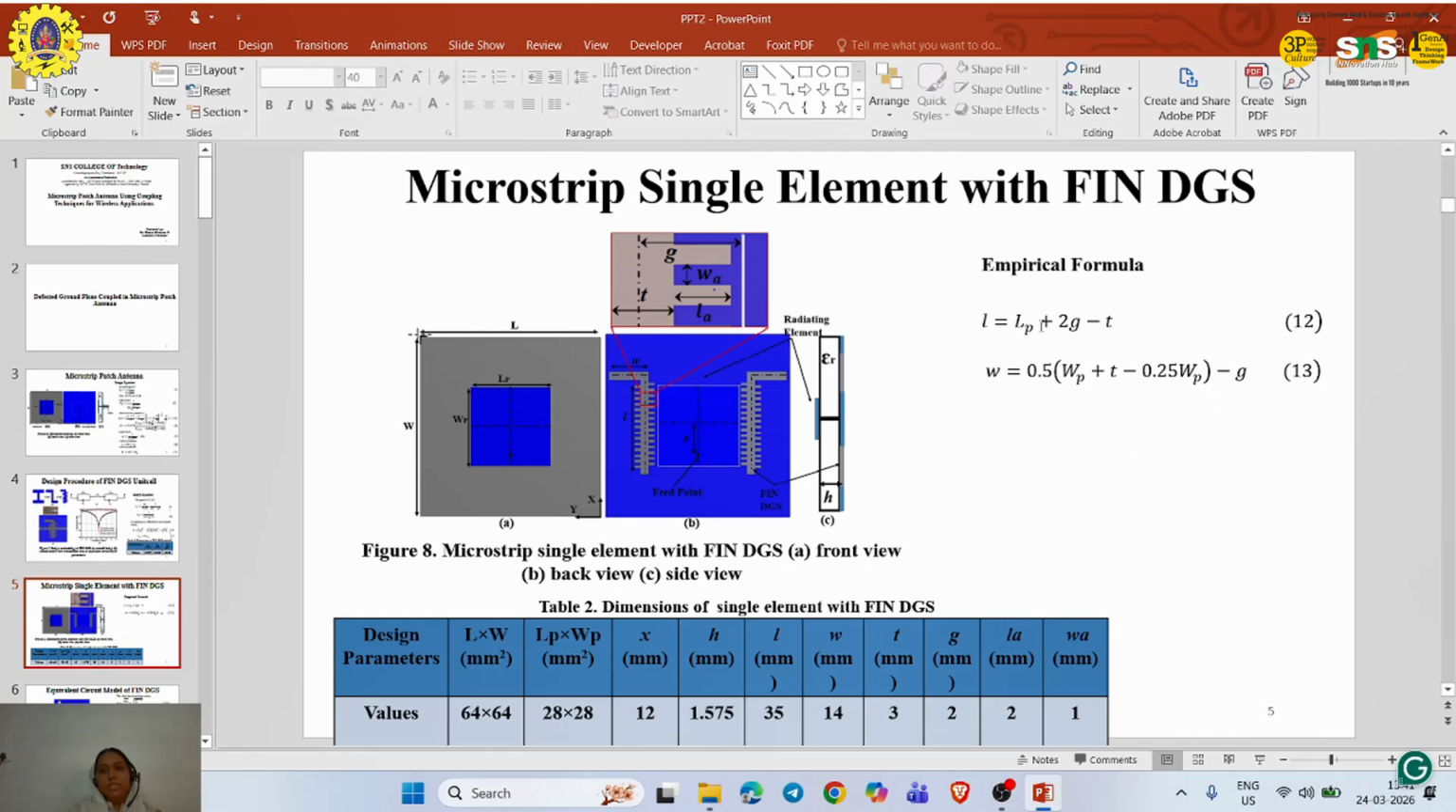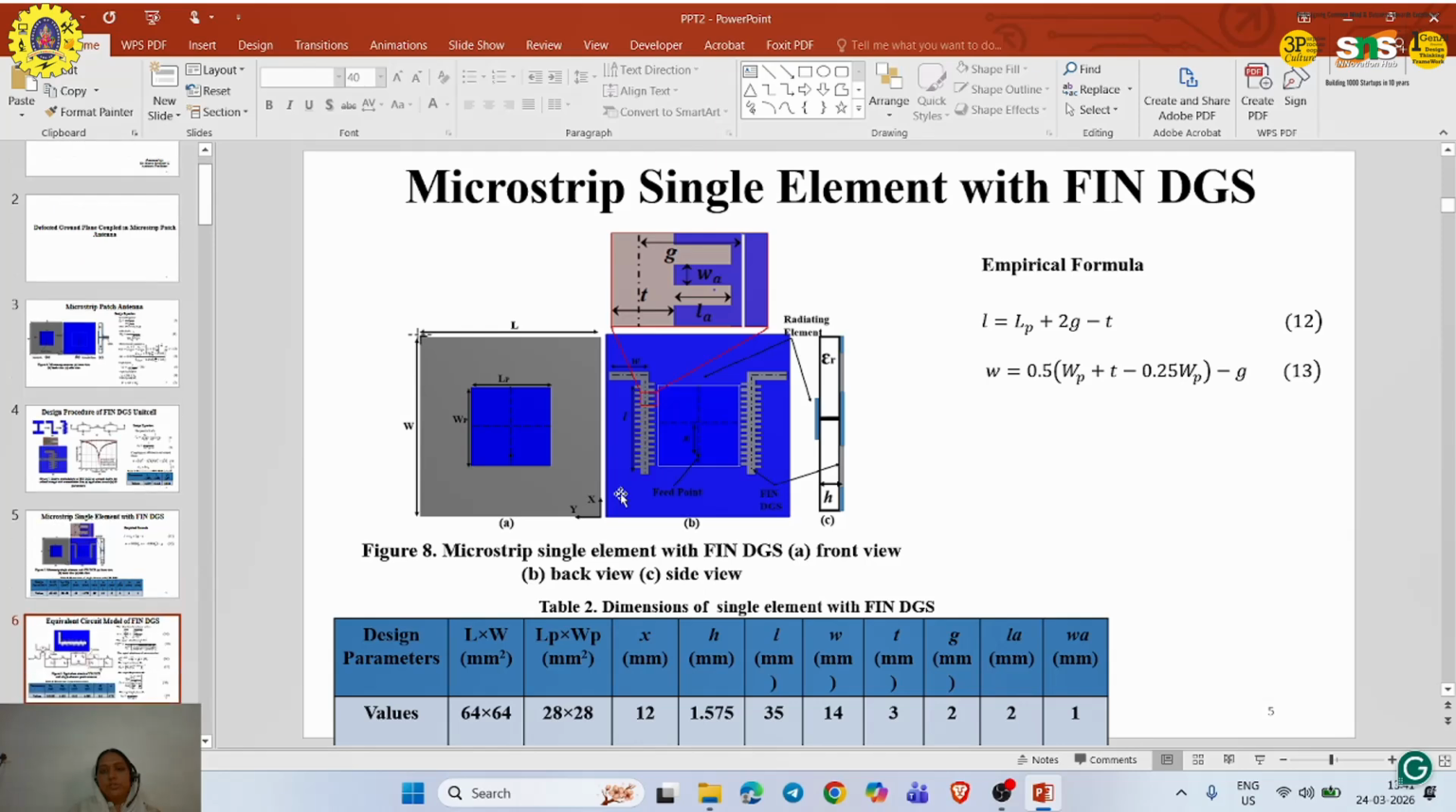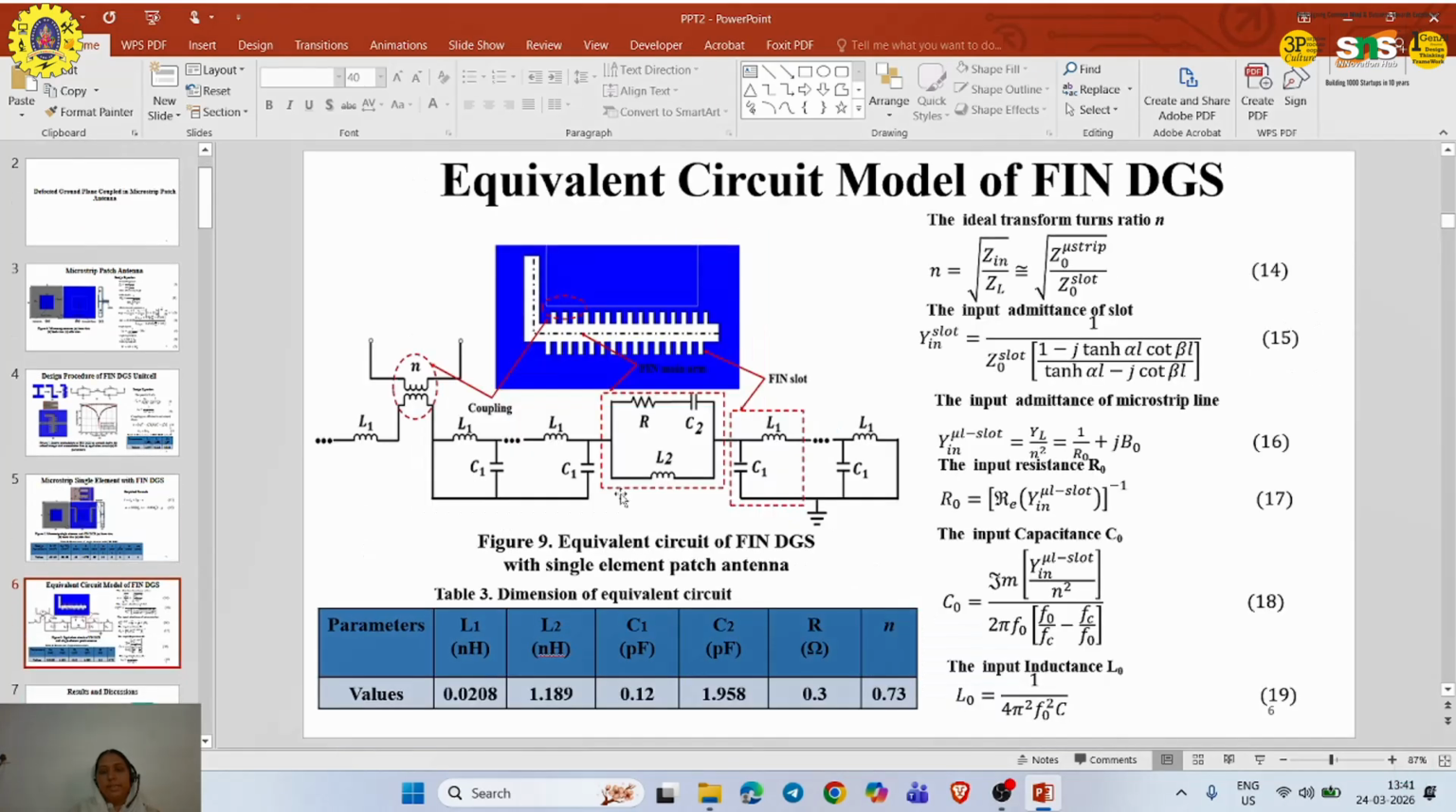Here, this length and width is calculated based on the length and width of the patch and then the gap between these two. So with this, we have empirically derived the length and width of the defected ground structure. I have also done the equivalent circuit model of the fin edges, based on the number of fins. This entire area we call coupling, and the gap between these two we call coupling.